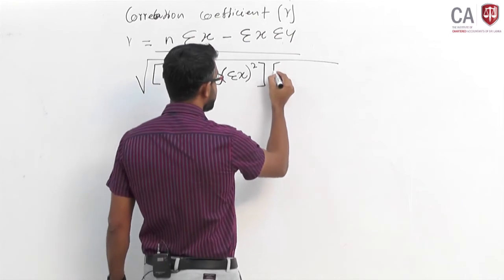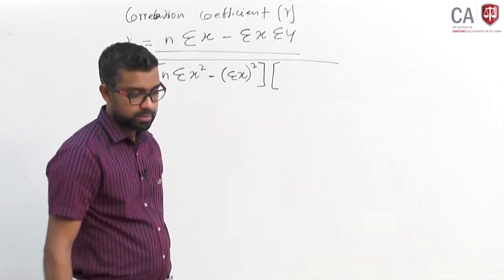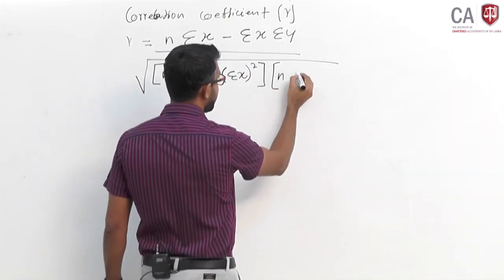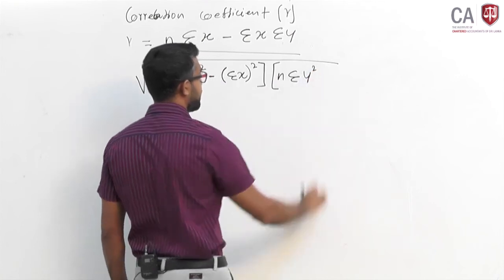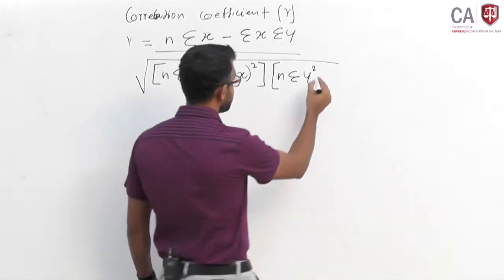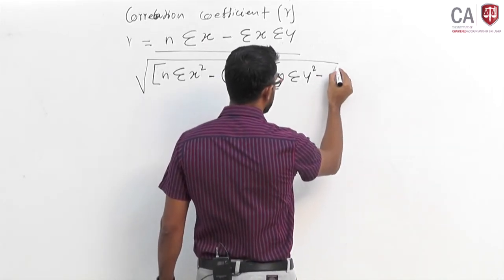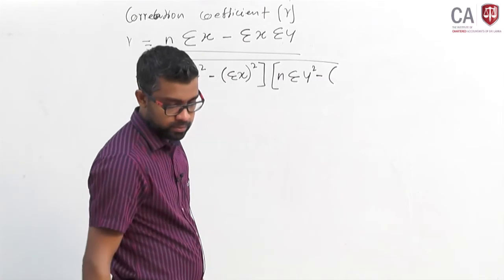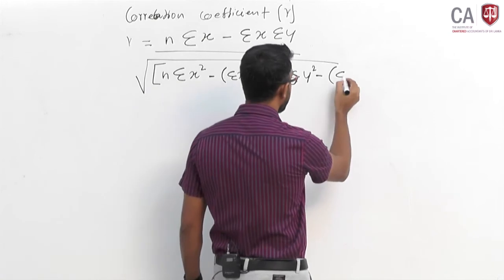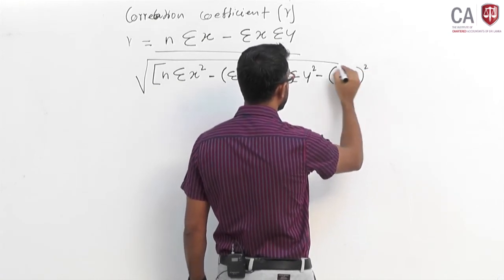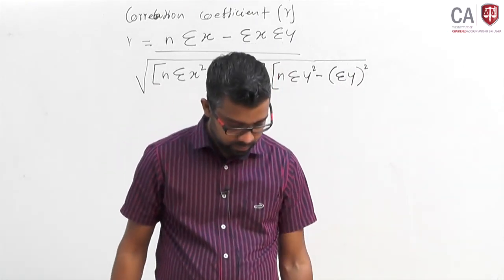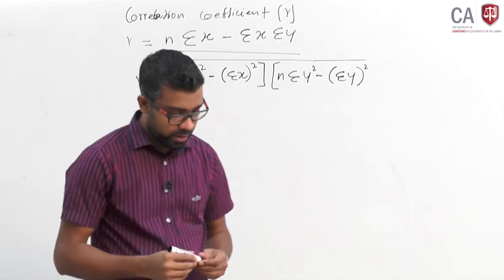You multiply these, right? Number of variables n into sum of y squared, minus, open bracket, sum of y, power of it. Right? Fine. Now we have to apply numbers.